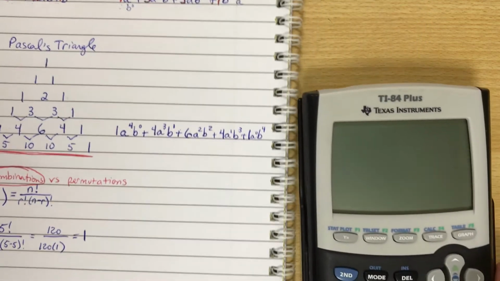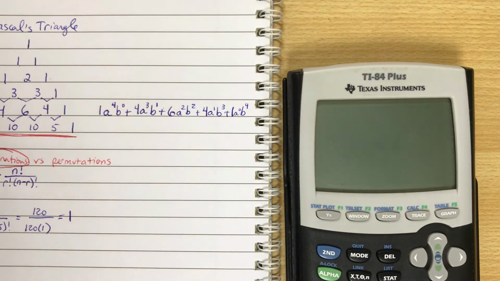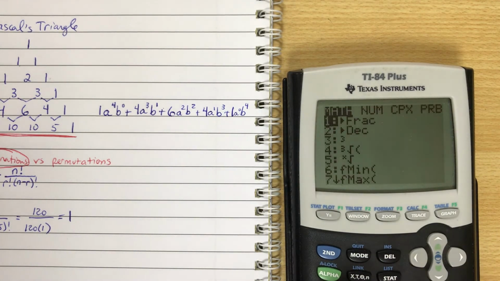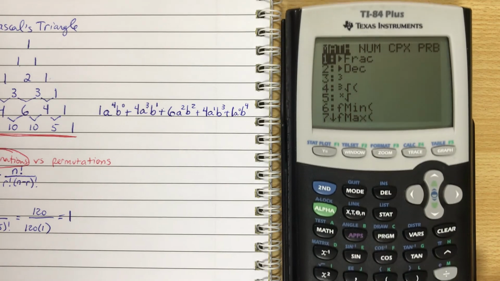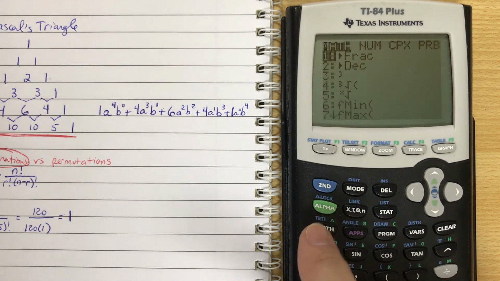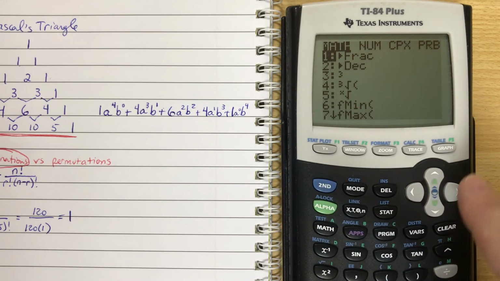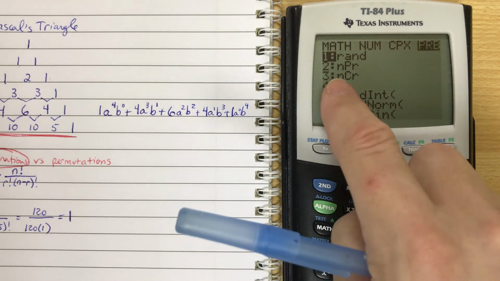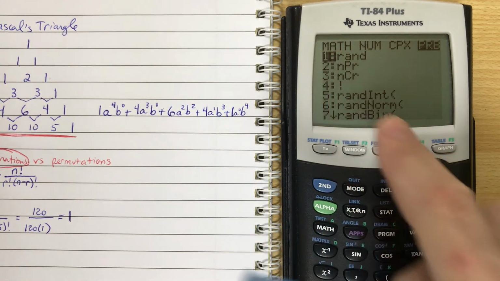Now, nicely for us, if you don't want to go through that work all the time, I could say 5, hit the math button. Here, let me show you here. 5, and then here's math. Go over to probability at the top, and nCr means combination.